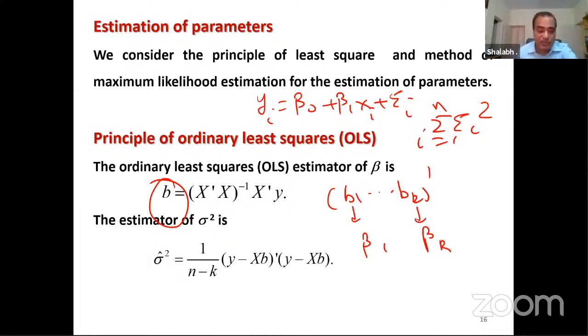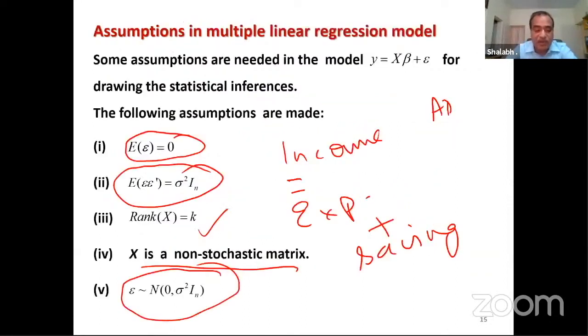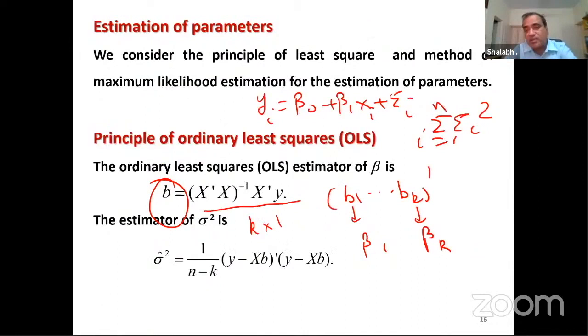Right. So this is not a scalar quantity, but a vector of order k by 1. And you can see here that when I make this assumption, I have introduced one more parameter, sigma square, which is the variance of the random error. So obviously, in any model, if the value of the random error is small, then the model is definitely going to be better.